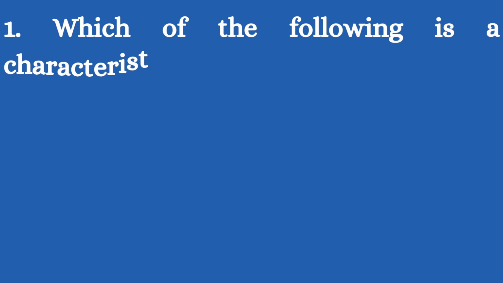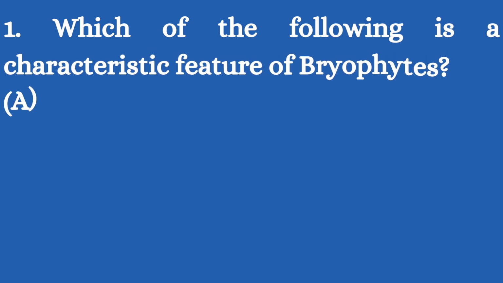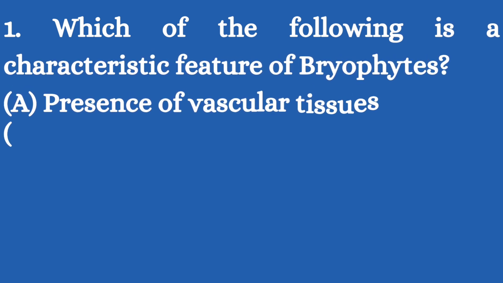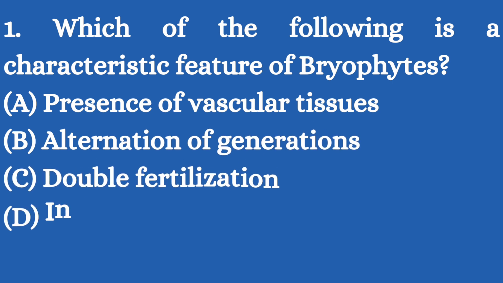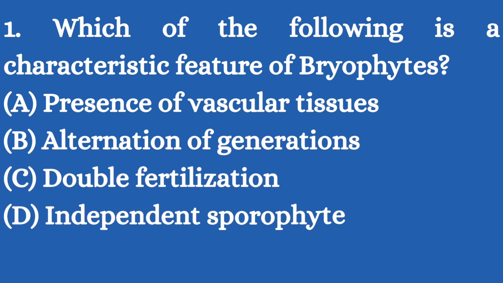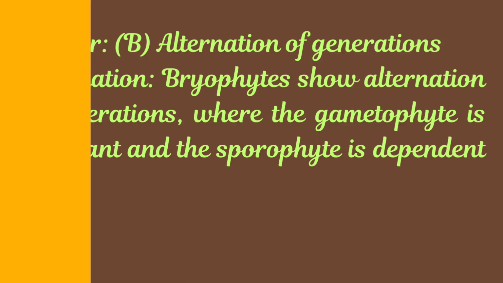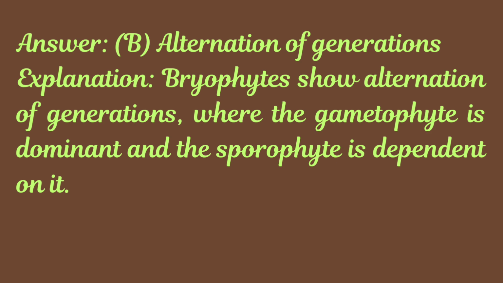1. Which of the following is a characteristic feature of bryophytes? A. Presence of vascular tissues. B. Alternation of generations. C. Double fertilization. D. Independent sporophyte. Answer: B. Alternation of generations. Explanation: Bryophytes show alternation of generations, where the gametophyte is dominant and the sporophyte is dependent on it.